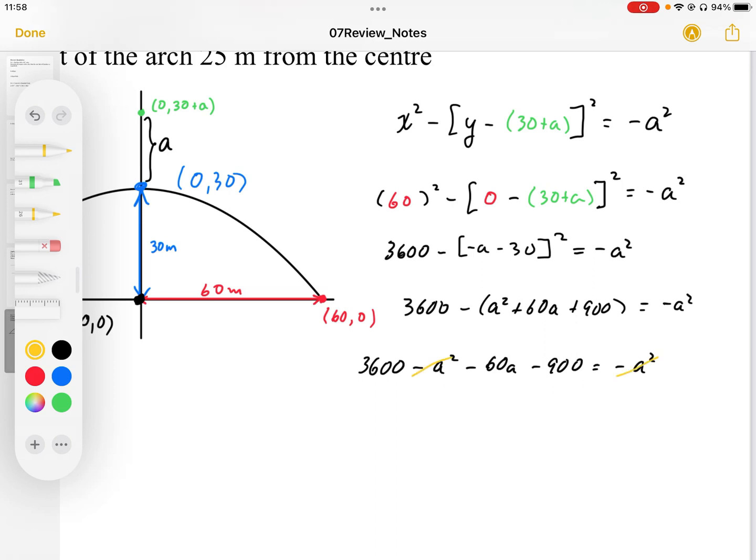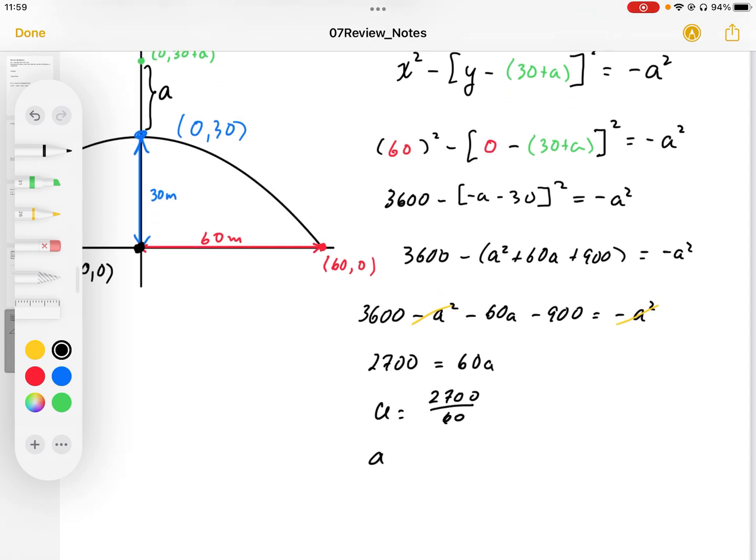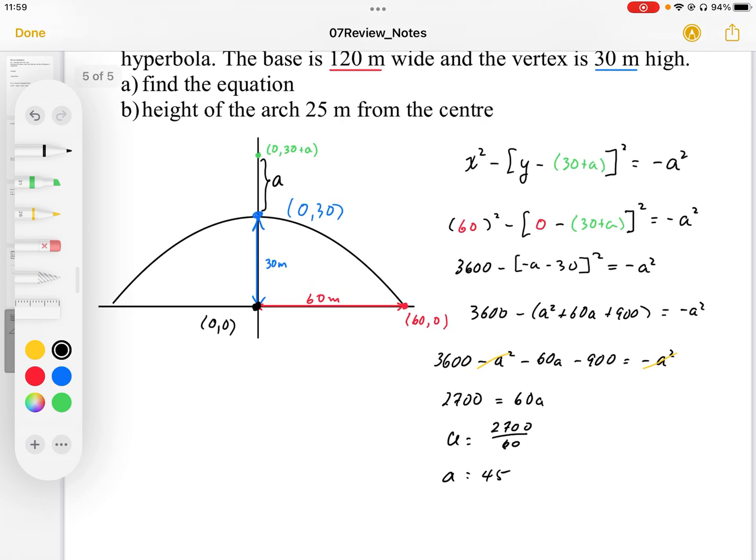Cancel those out. Combine my like terms. So this is 2,700 on this side and negative 60a. So I add 60a to both sides. And then solving for a, I end up with 2,700 over 60. And if I do 2,700 divided by 60, I end up with exactly 45. So a is equal to 45, which then solves for the equation of that hyperbola.